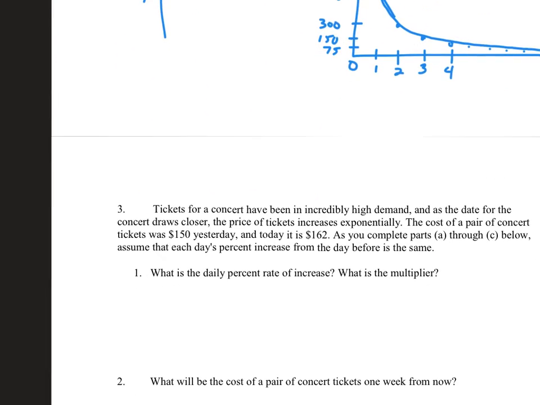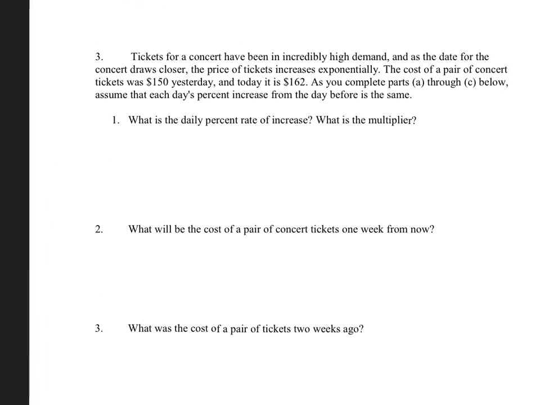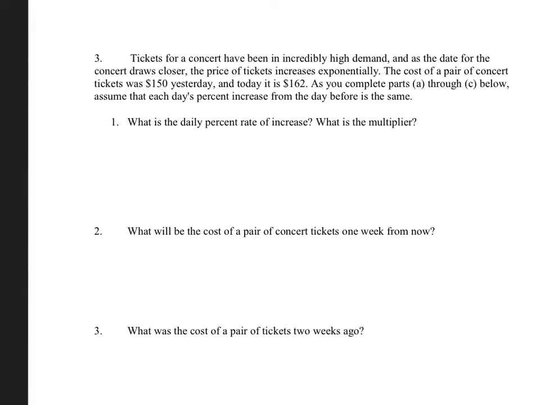Let's move on to the last one here, application in the real world, where we have concert ticket prices increasing from 150 to 162. They do say they increase exponentially, so that's an important piece of information. That means that there's some multiplier that goes from 150 to 162. We got to find that multiplier. And then that multiplier is going to repeatedly multiply by the higher ticket price.